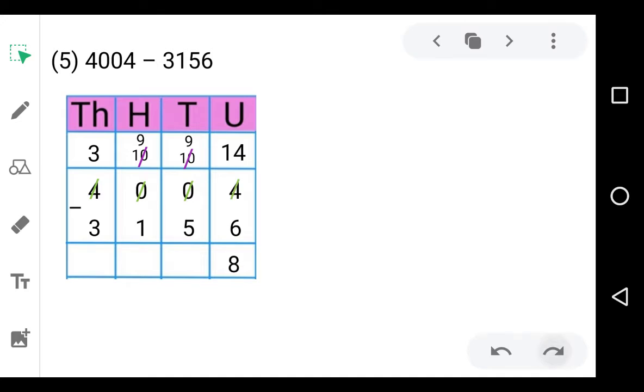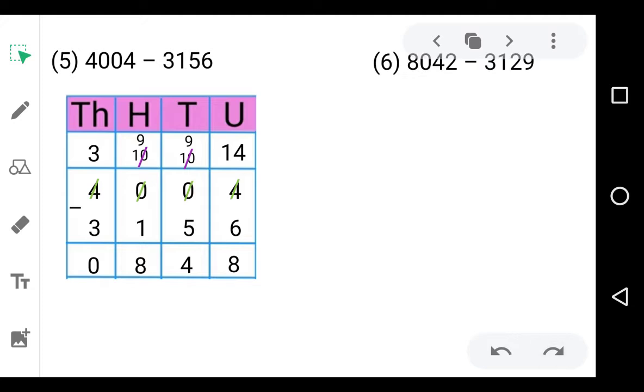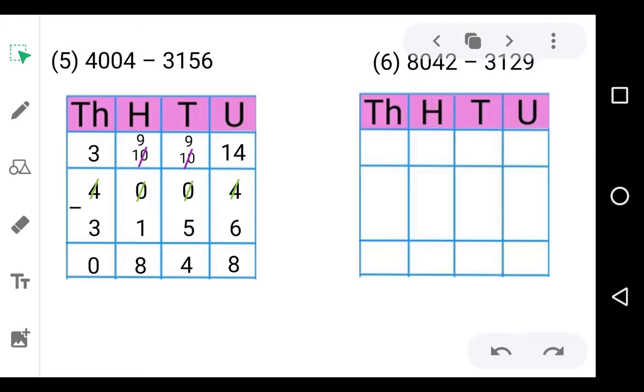14 minus 6, 8. 9 minus 5, 4. 9 minus 1, 8. 3 minus 3, 0. So here we get the answer 848. See the next one. Next one is 8042 minus 3129. So arrange these numbers.